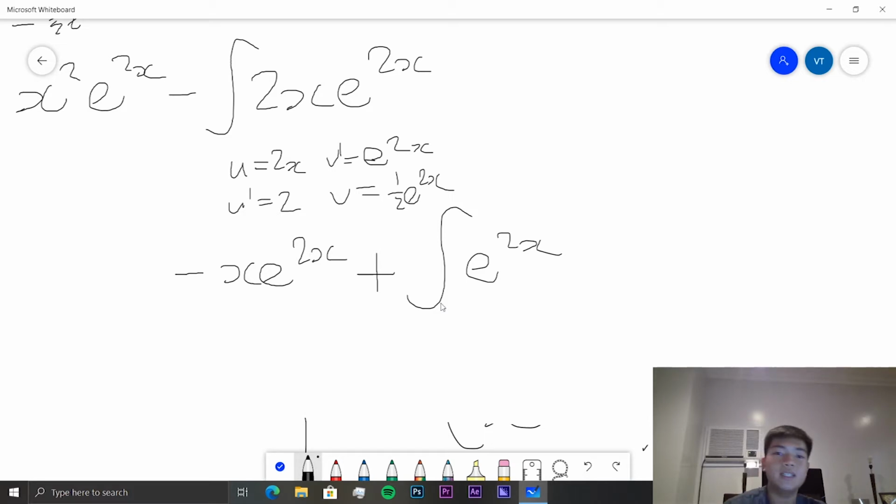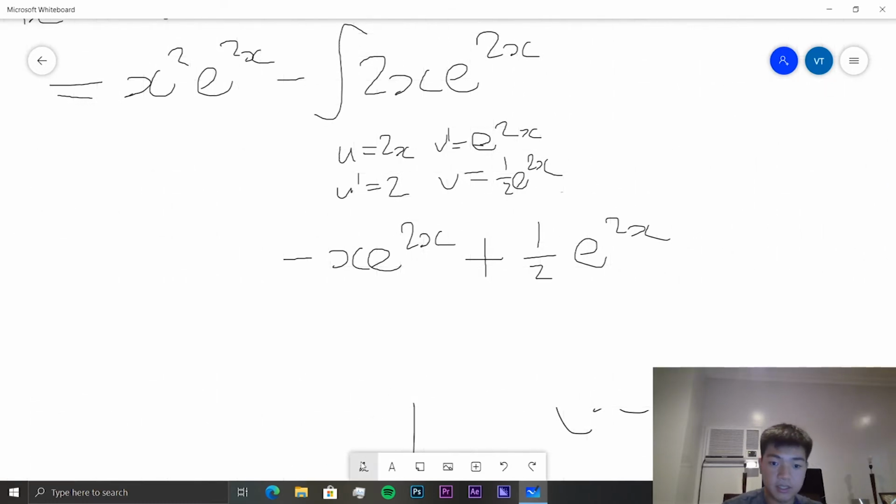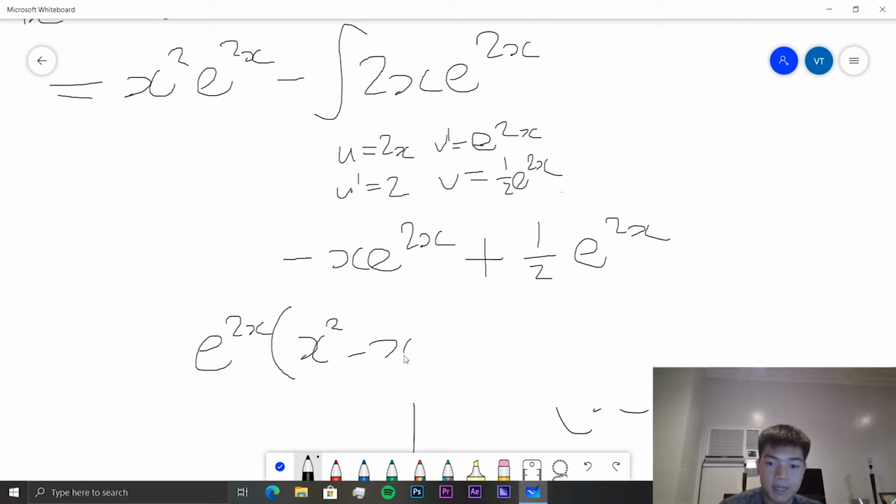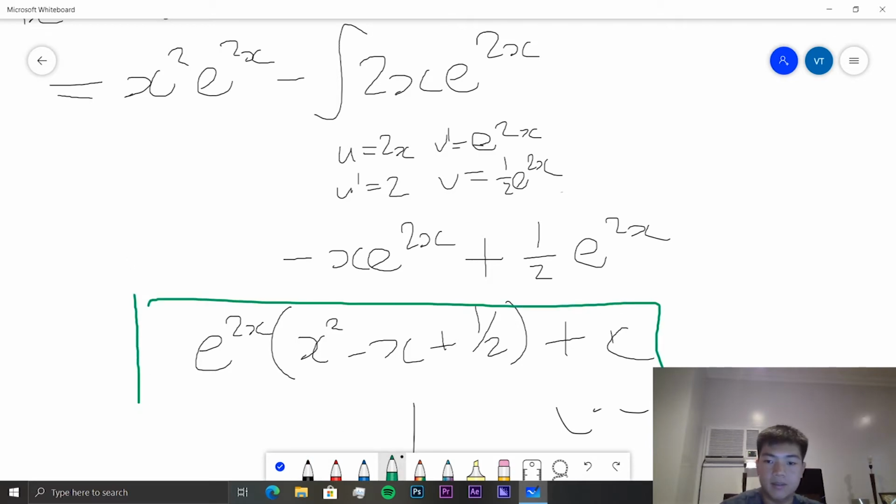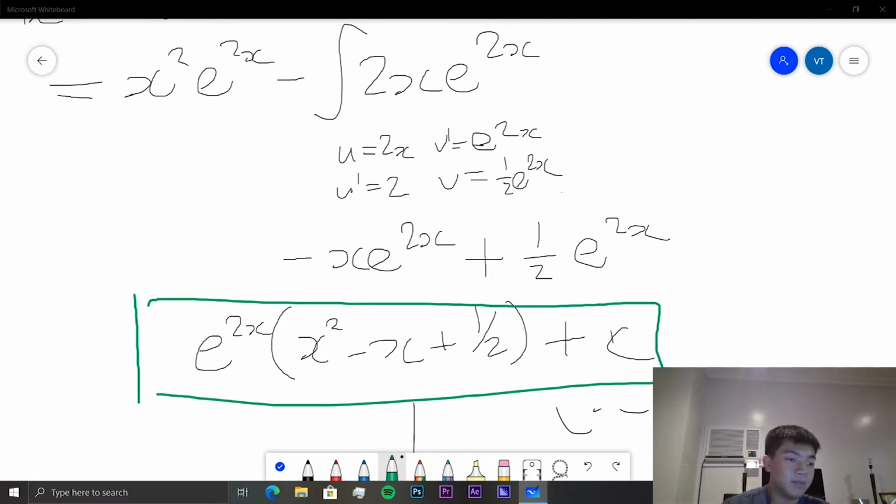And the integral of e to the 2x is simply 1/2 e to the 2x. So this will be plus 1/2 e to the 2x plus c. So the resulting integral is e to the 2x times x squared minus x plus 1/2 plus c, of course. Never forgetting the plus c. So let's just check that's correct. Yep, that's correct. Okay. Next question.